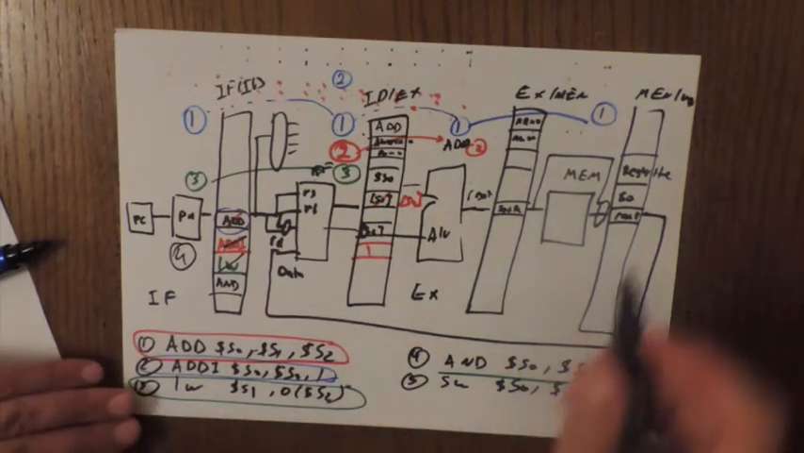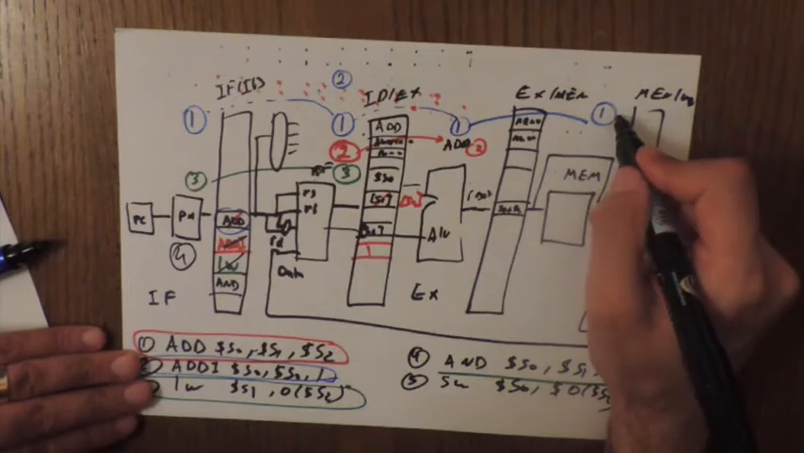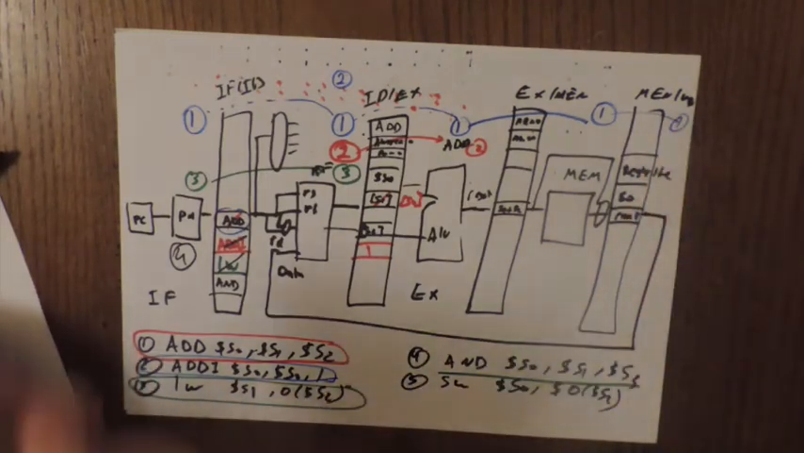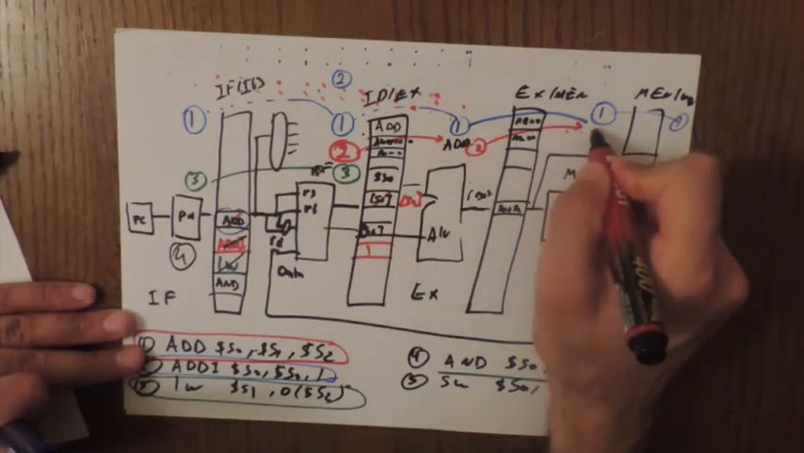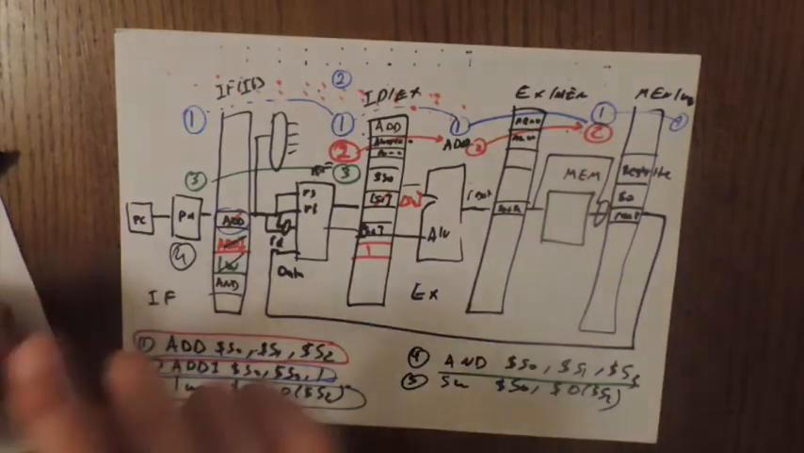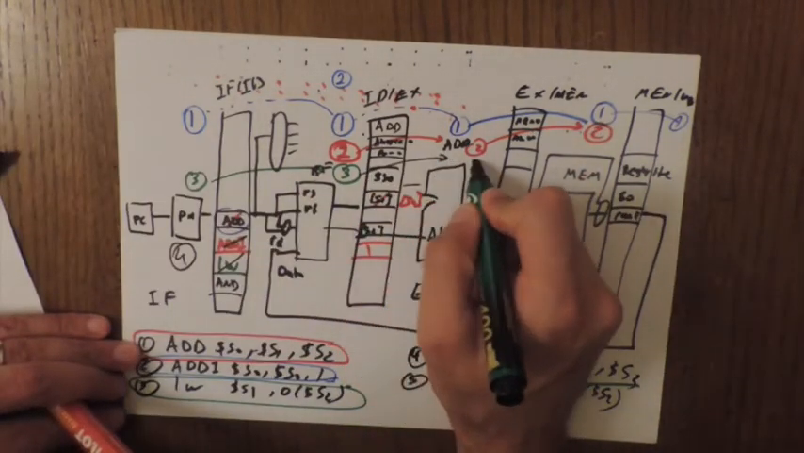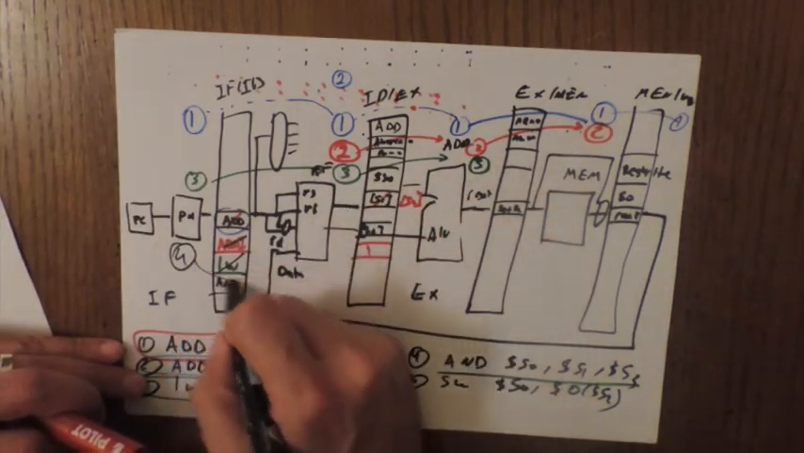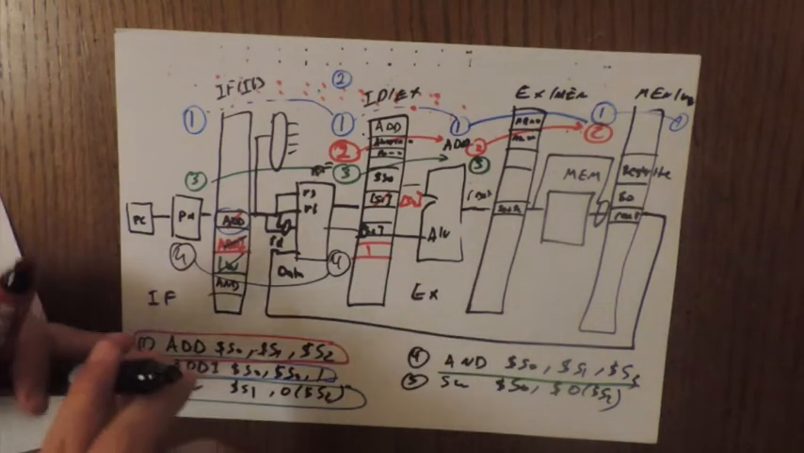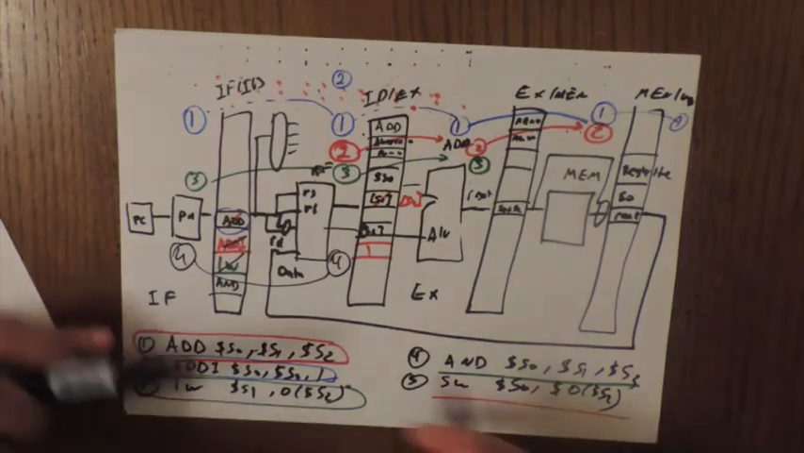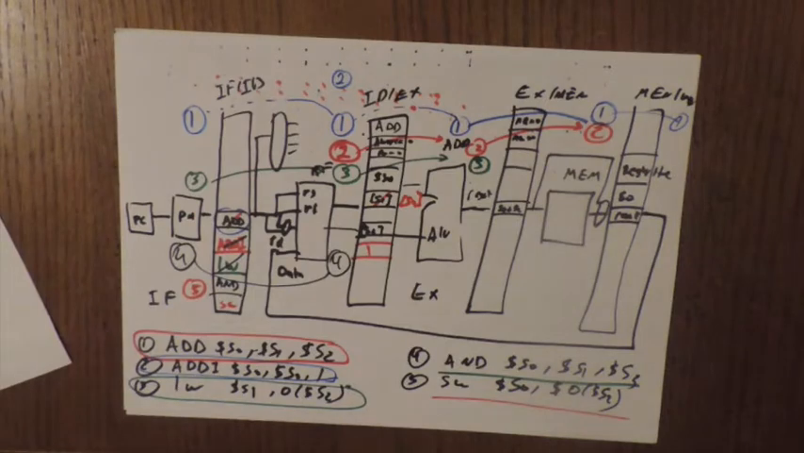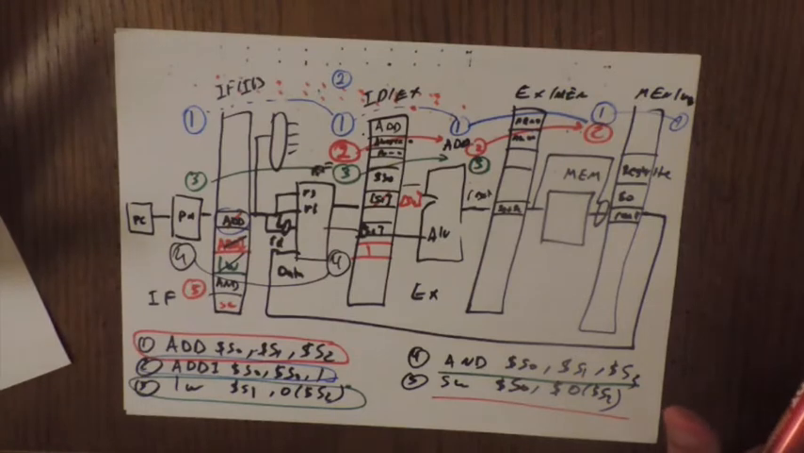Now as 1 goes into write back, 1 becomes here. Now 2 switches here, 3 will be here, and 4 will be here. And we fetch again the SW, which is instruction number 5. So this image shows that the pipeline is full.